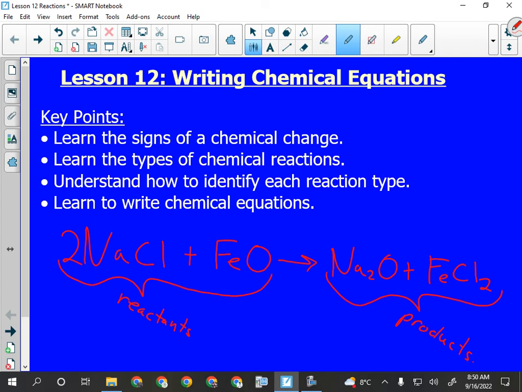Okay, in that reaction, did I obey all the rules that Dalton said I should? What elements do I start with, or what elements are in my reactants? Right, sodium, chlorine, iron, and oxygen. Those are the 4 elements that I'm starting with. Do I end with those same elements? I do. So I obeyed what Dalton said. I didn't make any new elements.